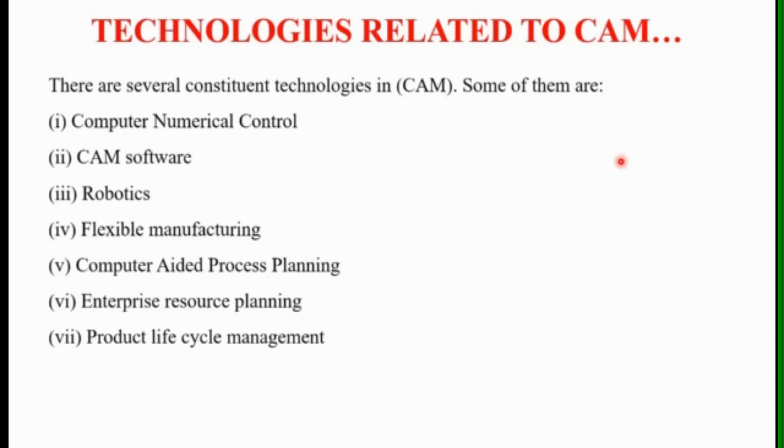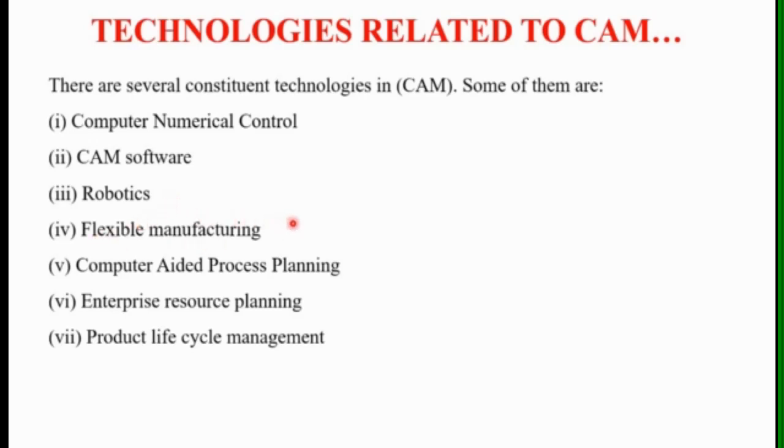These computer numerical control machines are nowadays used in various industries. Then again, various CAM software packages are also available in the markets that help to plan and control these operations, and to simulate these operations in the initial phase itself. This CAM software helps. Then nowadays in industries, various robots are used. These robots have replaced human beings and human work. Then similarly, flexible manufacturing system is there.